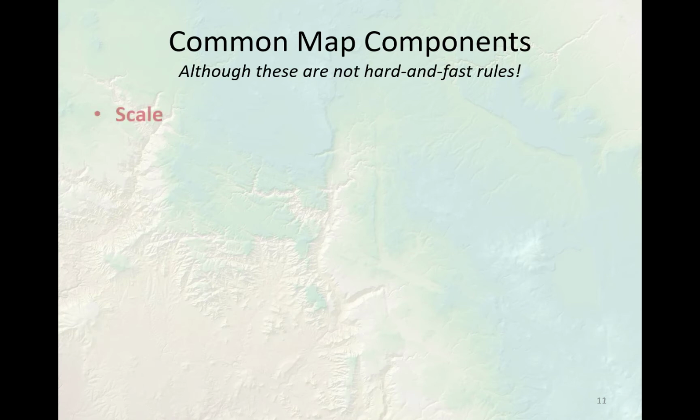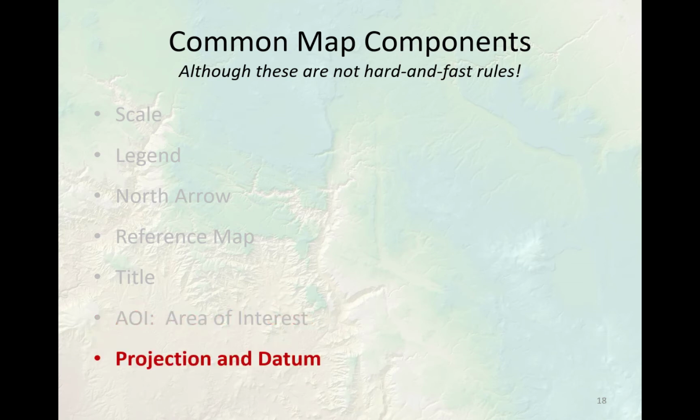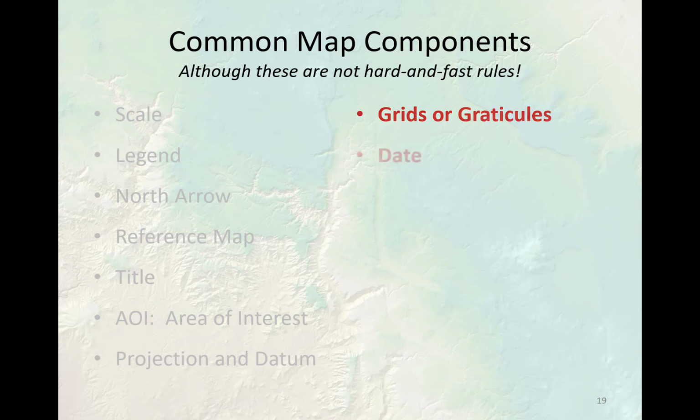Now here we're going to look at scale, we're going to look at legends, we're going to look at north arrows, reference maps, and titles, which are good on a map. We'll cover an area of interest, which is how to steer your viewer to look at the region that you really want them to see. You often want to put projections and datum information on a map. Grids and graticules are just ways of adding reference lines to a map.